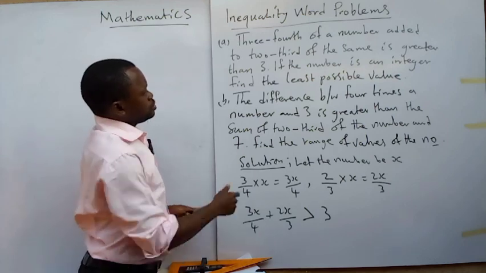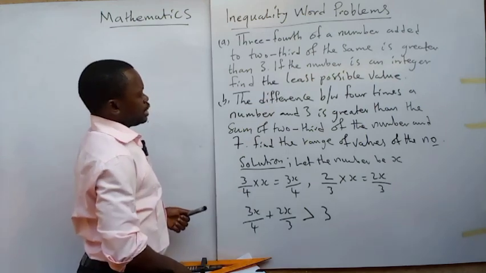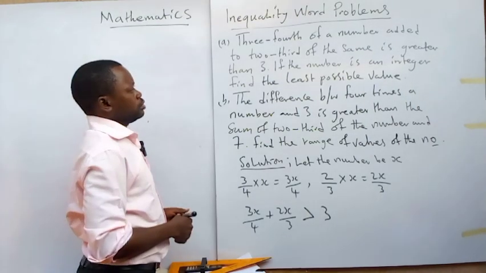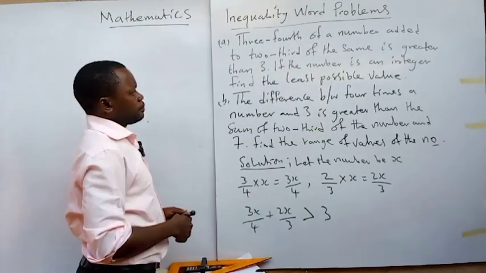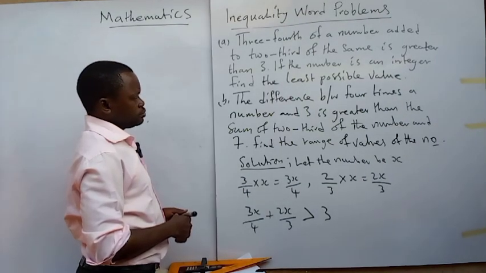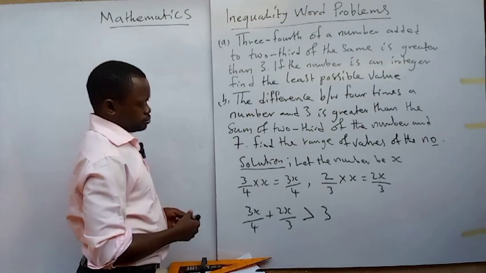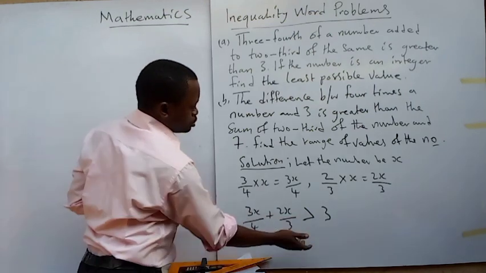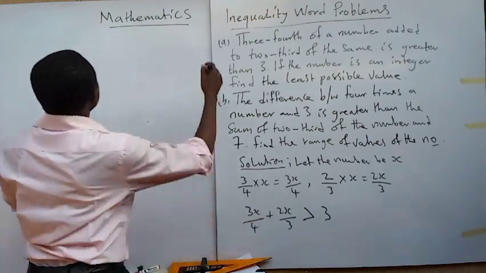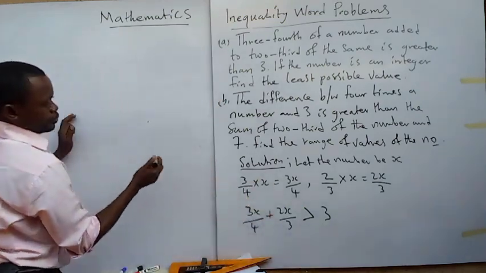So the question now says, if the number is an integer, that is a whole number, positive or negative, find the least possible value of the number. So we have something to simplify here right now. We can now go ahead and do the simplification. Let me do it over here.